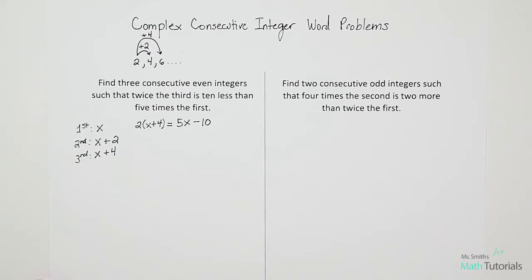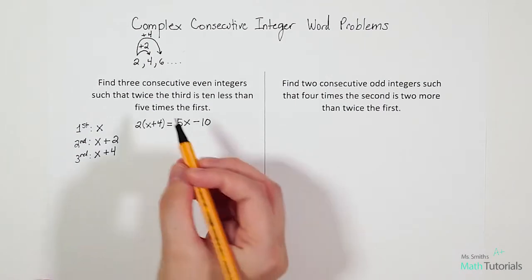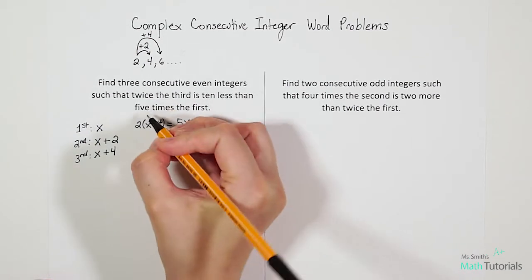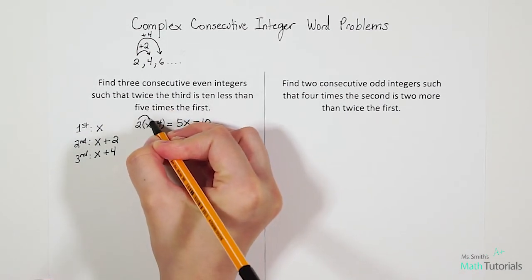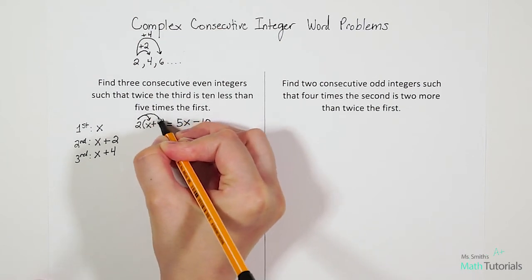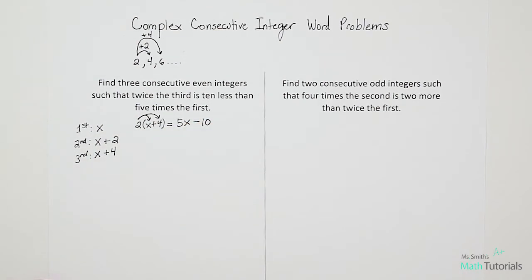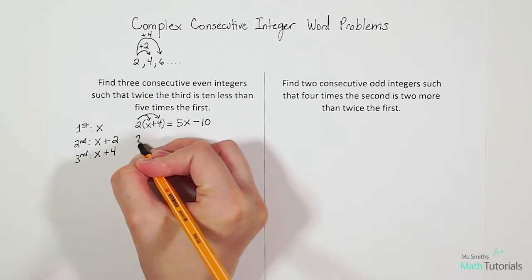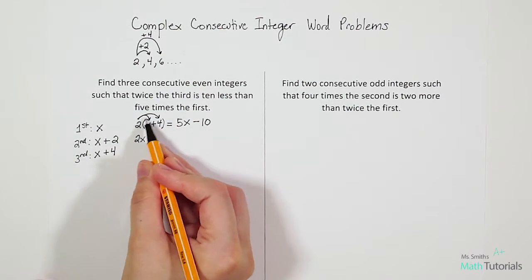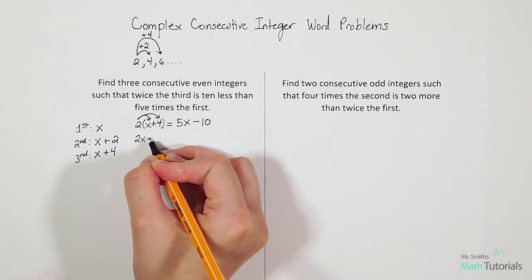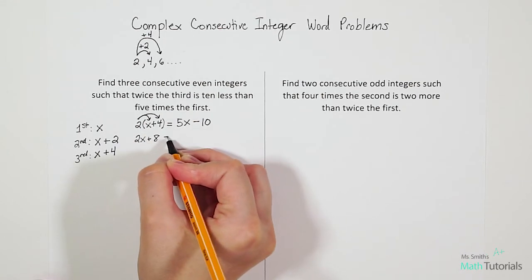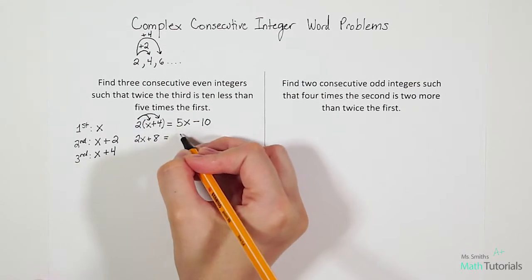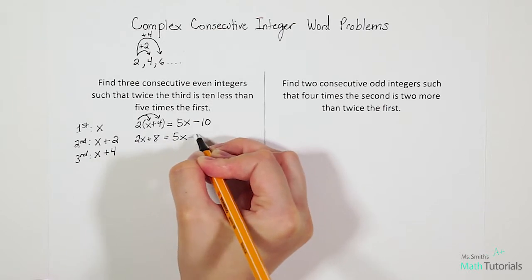We just need to solve it using our algebra, and we're going to solve for x. I want to start by getting rid of these parentheses. I need to distribute this 2 into the parentheses. 2 times x is 2x. 2 times a positive 4 is a positive 8, equals, and then we've got our 5x minus 10. We'll just bring that down.